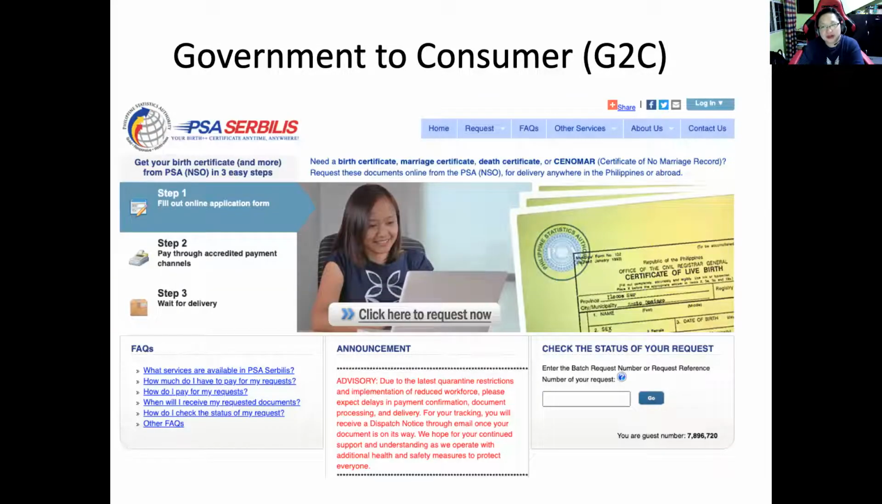An example of government to consumer would be the PSA Service, no? The Philippine Statistics Authority Service, where you go to the website of PSA, and here you will be able to order a birth certificate, marriage certificate, death certificate, or certificate of no marriage record that you may use for your documentary requirements, whether you are traveling, trying to get a passport, or where these documents are required to be presented. All right.